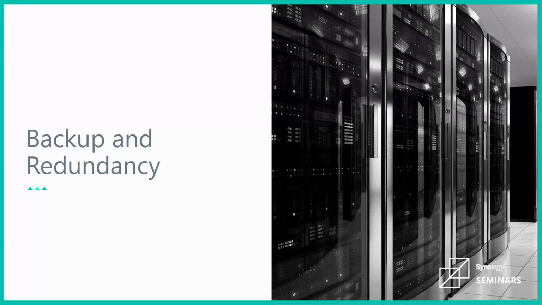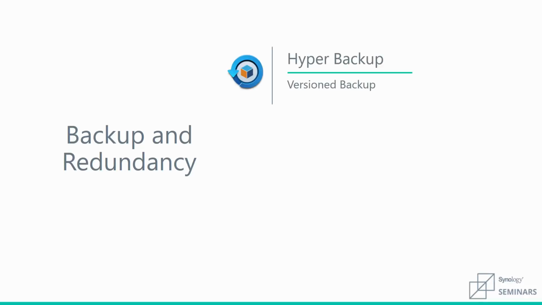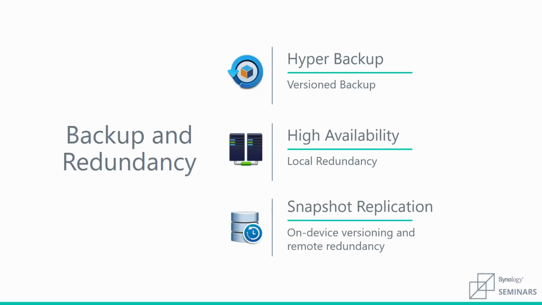Now that you are syncing your data between multiple devices, you need the ability to back it up. We have three different packages that we will be highlighting that perform very different functions. We have Hyper Backup, the more traditional version backup that we are used to, High Availability, which provides local redundancy of data and hardware, and Snapshot Replication, which allows for on-device versioning and remote redundancy of data.